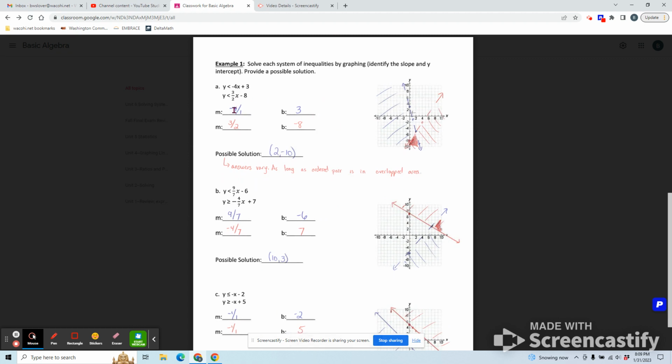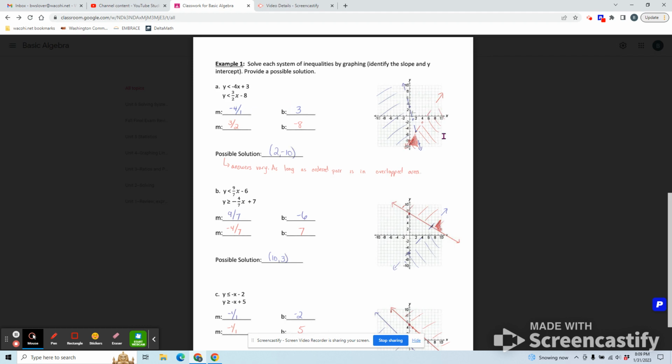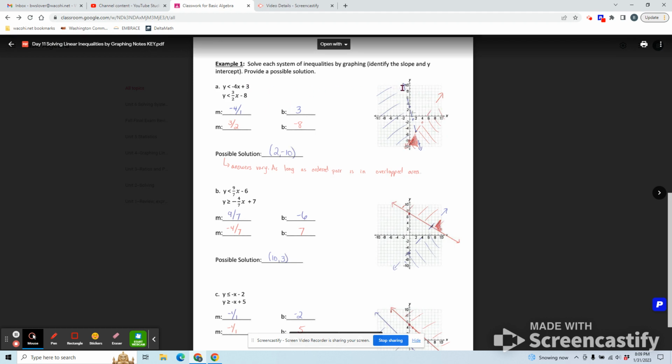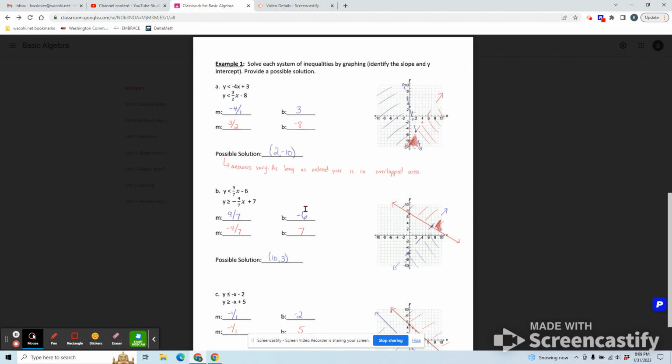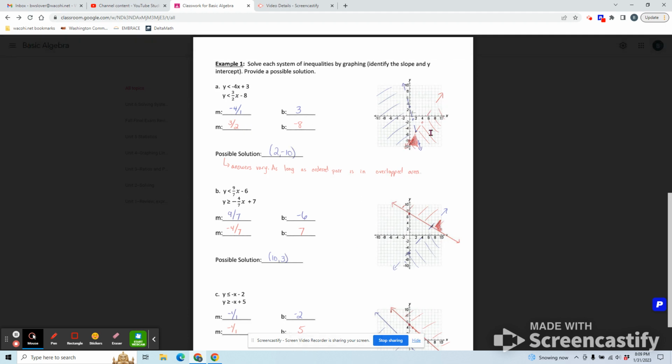Similar to the warm-up, you're identifying the m and the b, and then you're going to graph. For all of these, the blue information goes with the top line, and then there's the line. I tried to be consistent and match everything throughout the notes. The red obviously is the bottom line, and then matches this line.